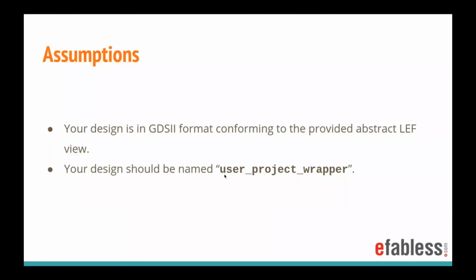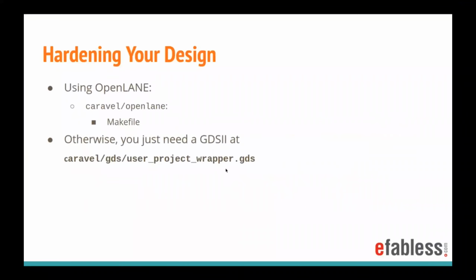Also, your design should be named user project wrapper. This is just to reduce the number of variables, so just stick to that. So how would you obtain such a GDS for your design? That is, hardening your design.